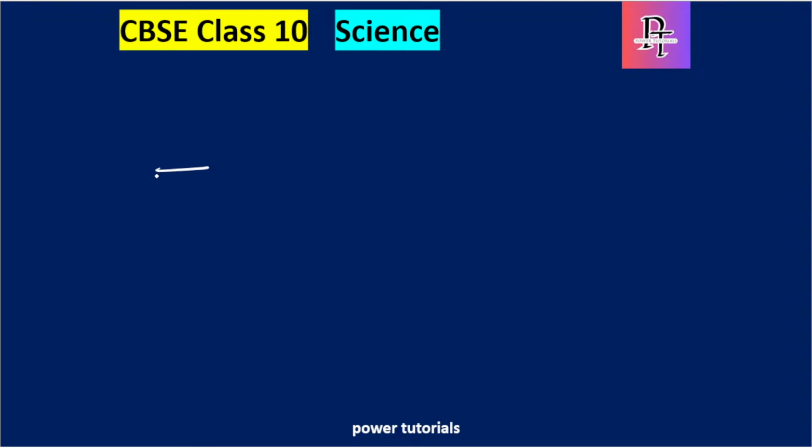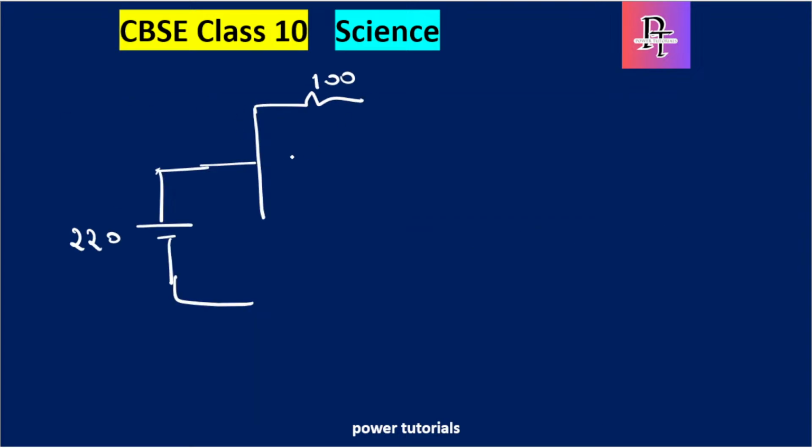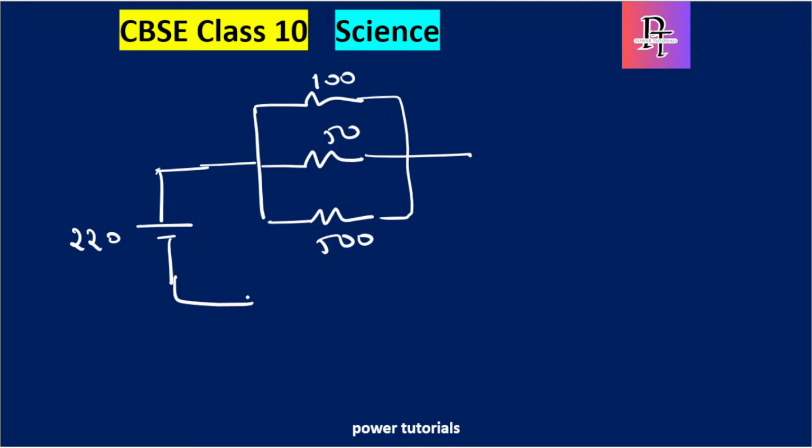So we have a circuit where the source is 220 volts, and we have 3 appliances, and we'll simply write the resistor values, which are 100, 50 and 500. So we have 3 resistors in parallel. So let's find the effective resistance and also find the current passing from the source. Again the same formula for parallel, which is 1 by R is equal to 1 by R1 plus 1 by R2 plus 1 by R3.